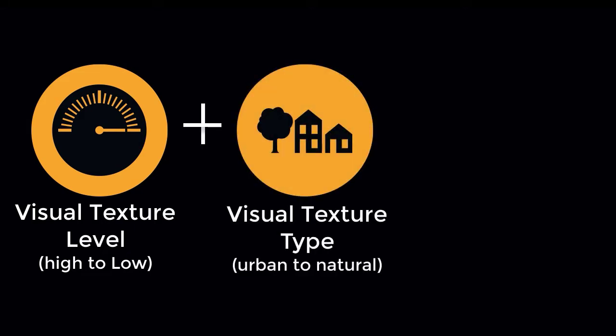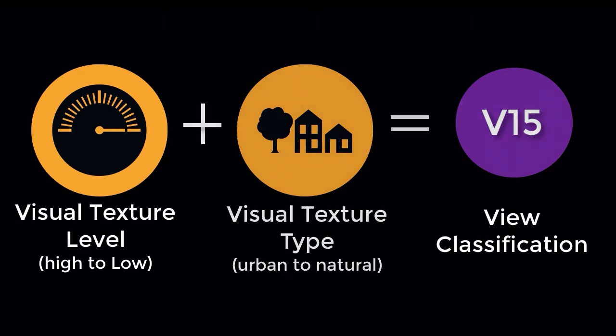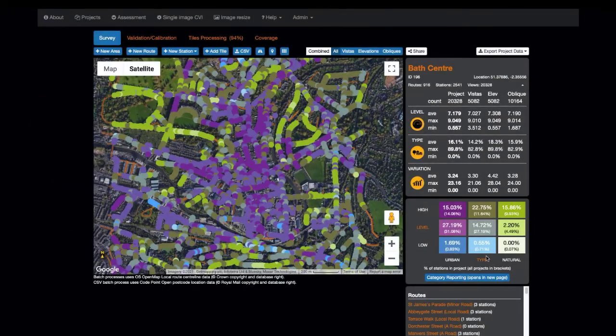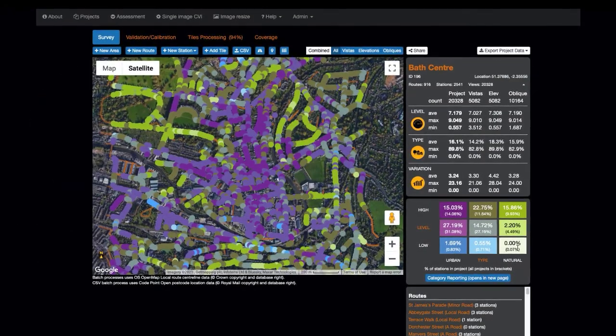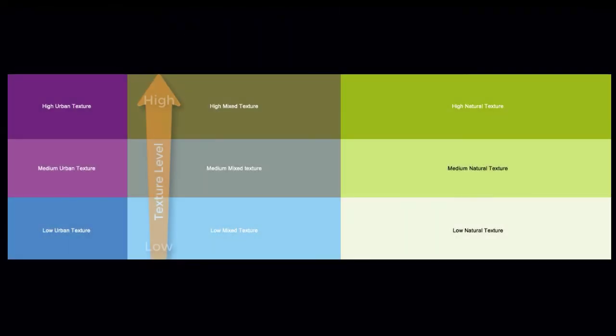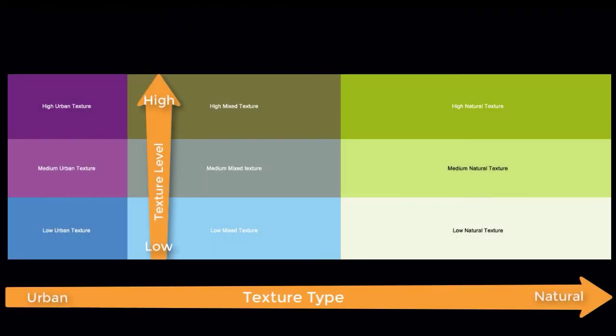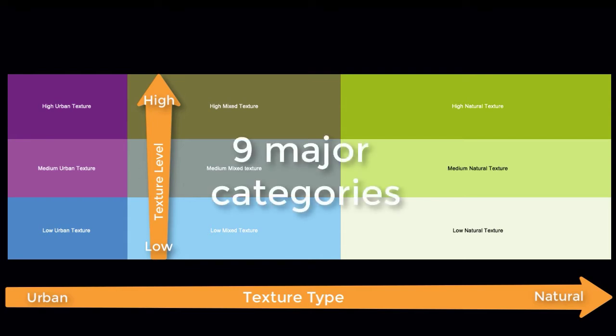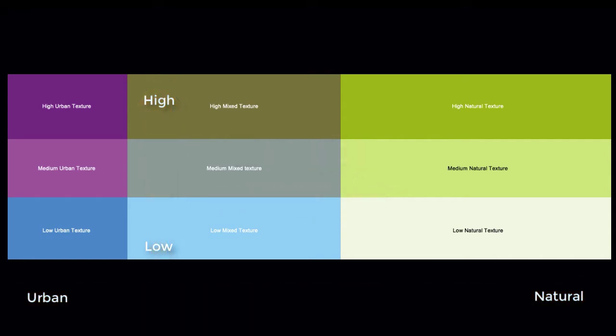We combine the measurement of visual texture level and texture type to create a new, unique view classification used to identify and map character areas. We plot visual texture levels from low to high and texture type from urban to natural to create 9 major view categories. Each category reflects the visual characteristics of different locations.